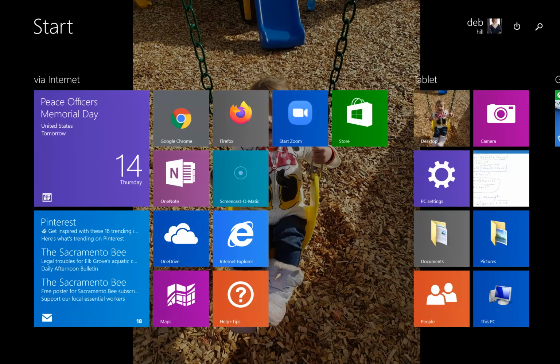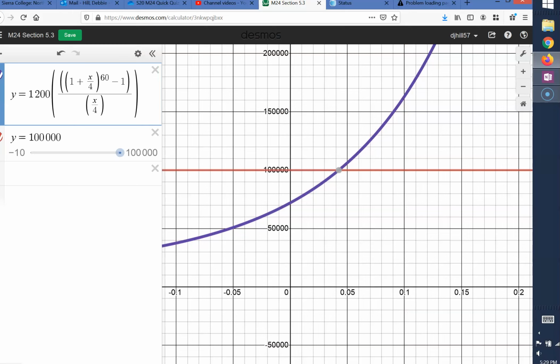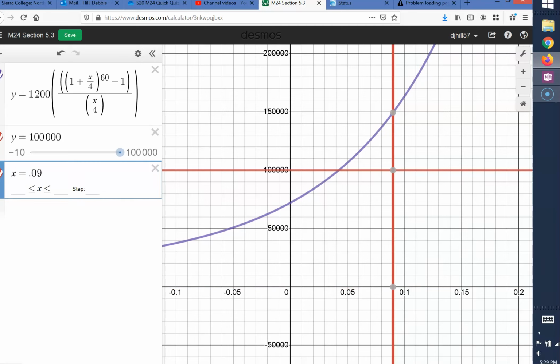So I want to show you the graph. And here's the graph in Desmos. So this is a graph of if x is the interest rate, y is the accumulated amount at the end of the time period. So for instance, if I look at when x is 0.09, follow this vertical blue line up.